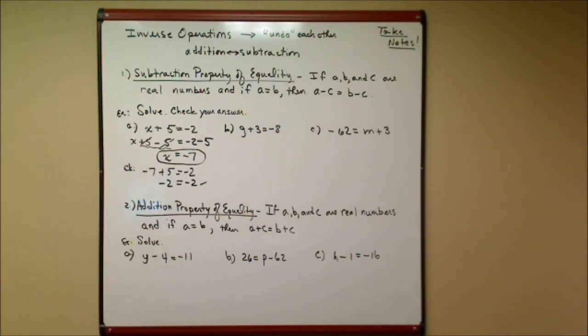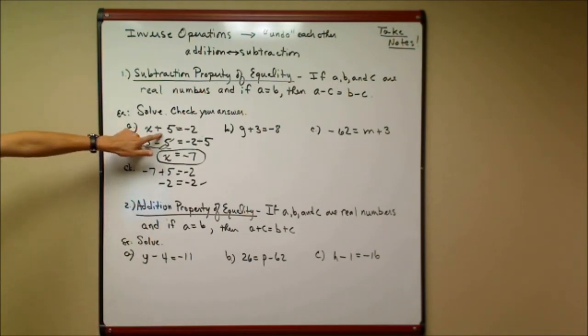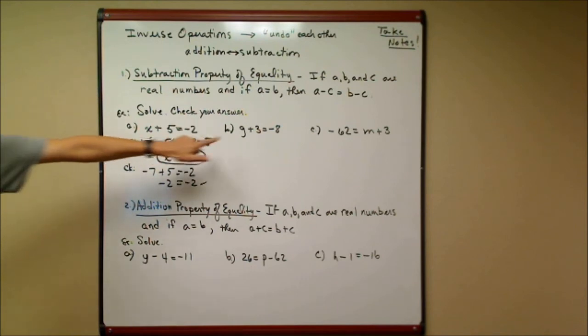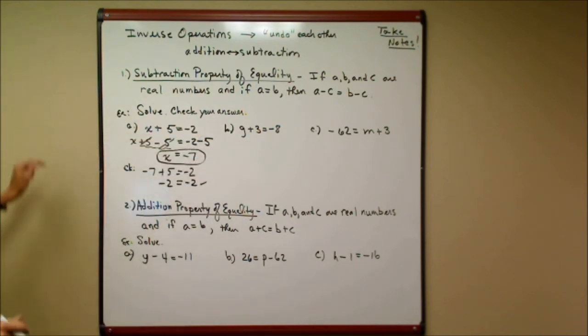Now, some of you students are not used to writing this step out this way. You're going to be used to writing it out a little bit different. That's what I'm going to show you in example B here. G plus 3 equals -8. Now, it's very much like the last example. My variable's on the left side of the equation, and there's a number being added to it, G plus 3. So just like I wanted to get rid of the plus 5 here by subtracting 5, I'm going to get rid of the plus 3 here by subtracting 3.